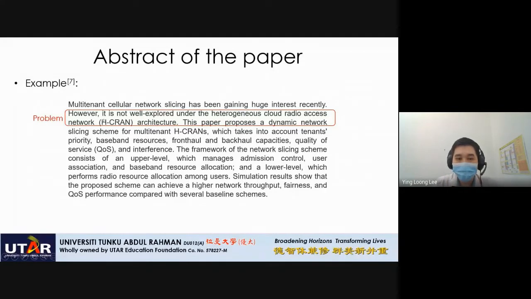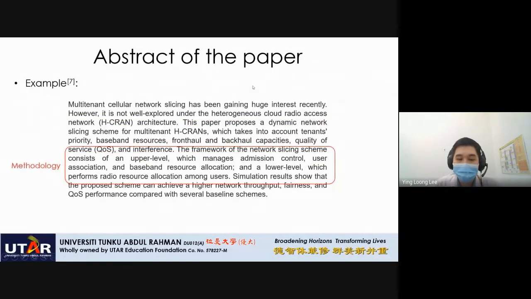Okay, next they talk about the objective, right? So this paper proposes a network slicing scheme for multi-tenant HC-RANs, and they also highlight the principles or the ideas that they have integrated into the proposed scheme, right? It is good to highlight the key ideas or the principles or theory that you have integrated into it, which makes the work novel, right?